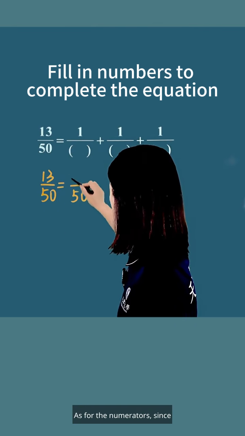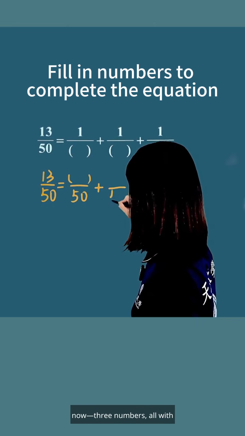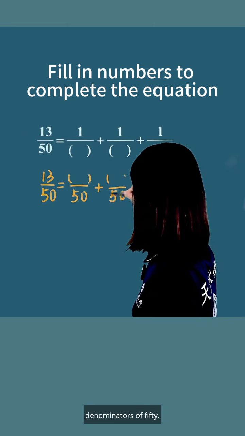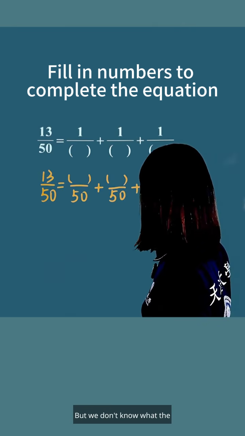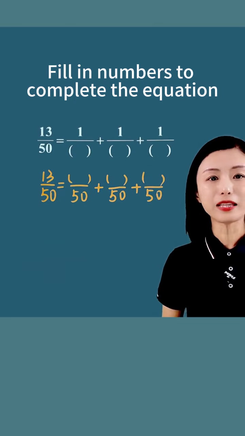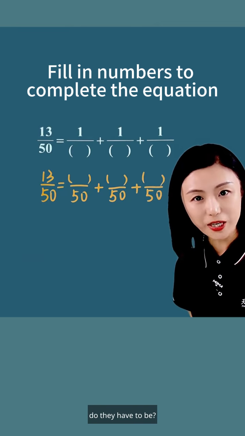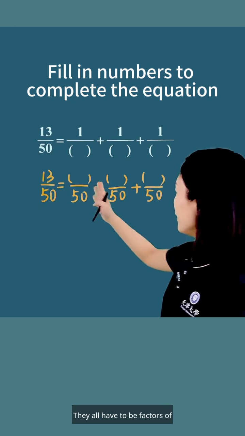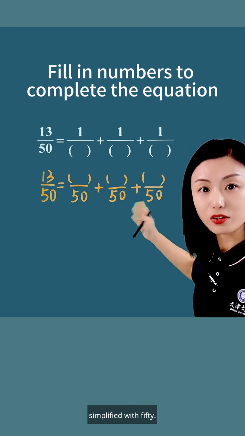As for the numerators, since we don't know them yet, let's just use parentheses for now. Three numbers, all with denominators of 50. That's what finding a common denominator means, right? But we don't know what the numerators are yet. If I want to know the numerators of these three numbers, what kind of numbers do they have to be? They all have to be factors of 50. In other words, they must be numbers that can be simplified with 50.